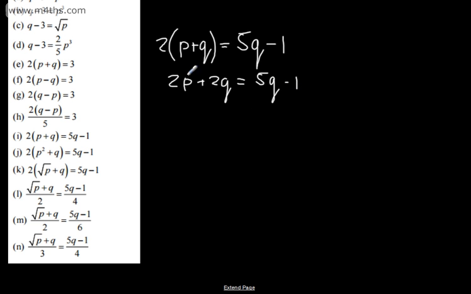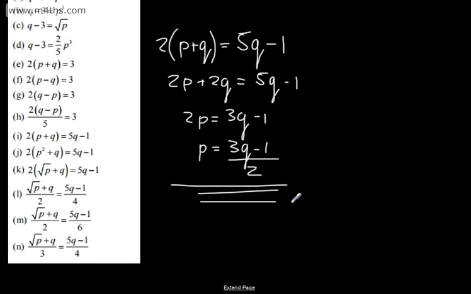I only want p's over here, I don't want q's, I want to isolate the p, not the q. So let's now subtract 2q from both sides. So 2p is equal to 5q minus 2q, which is 3q minus 1. Divide both sides by 2: 3q minus 1 over 2, and that's nice and clean. You could have divided both sides by 2 at this point, and then you would have subtracted q from both sides, and it just wouldn't have looked as nice.